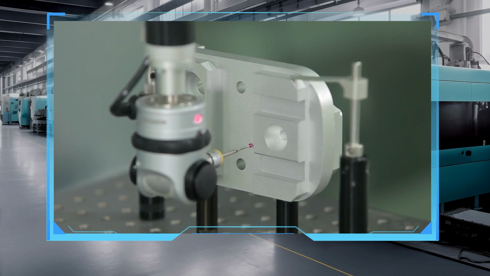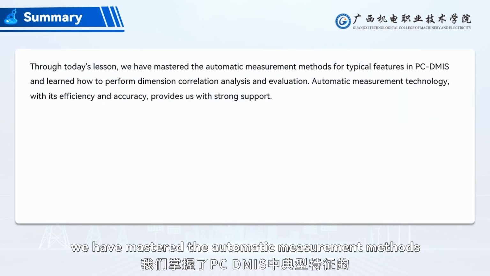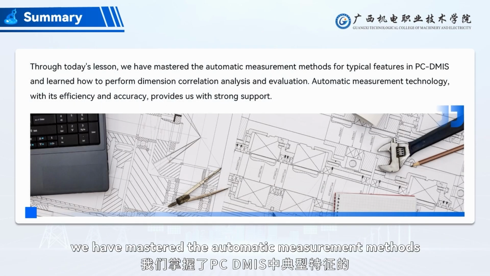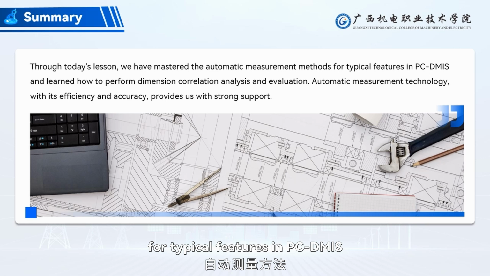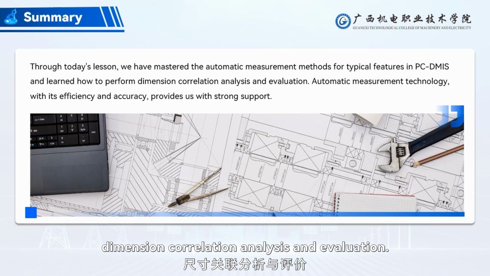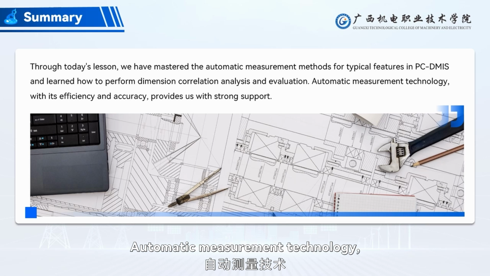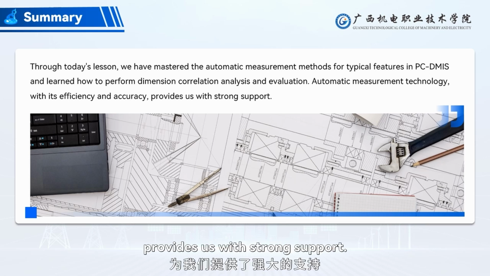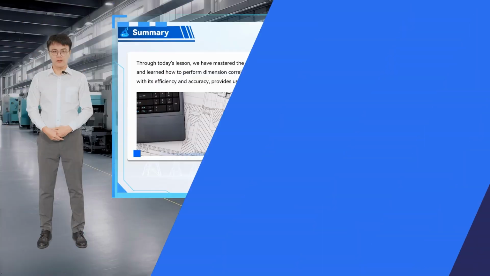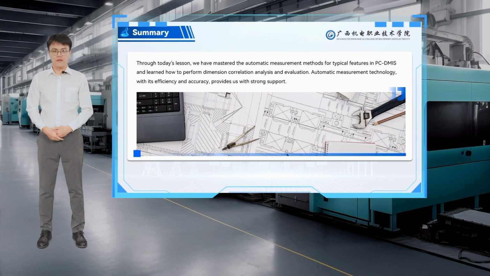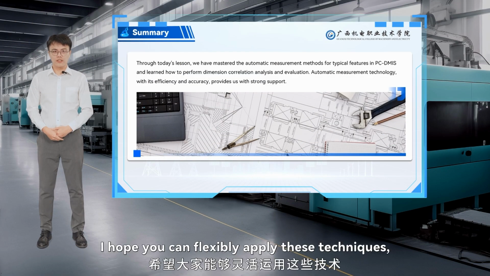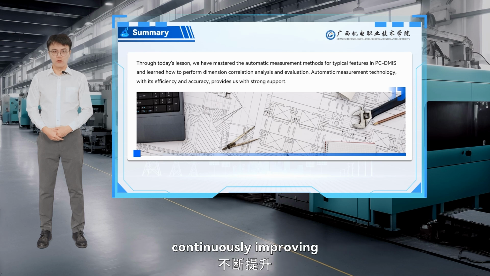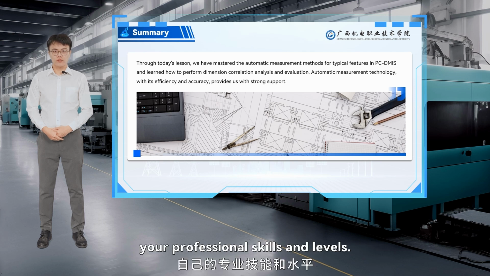Through today's lesson, we have mastered the automatic measurement methods for typical features in PCDMIS and learned how to perform dimension correlation analysis and evaluation. Automatic measurement technology, with its efficiency and accuracy, provides us with strong support. In future studies and work, I hope you can flexibly apply these techniques, continuously improving your professional skills and levels.